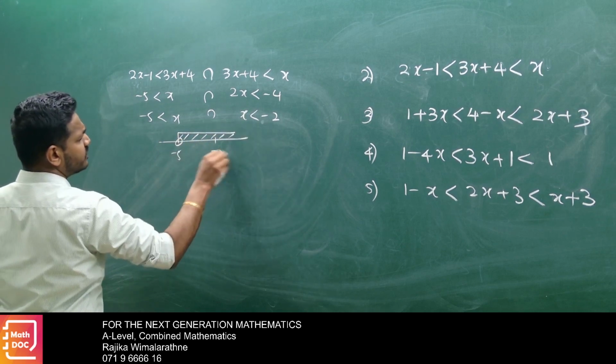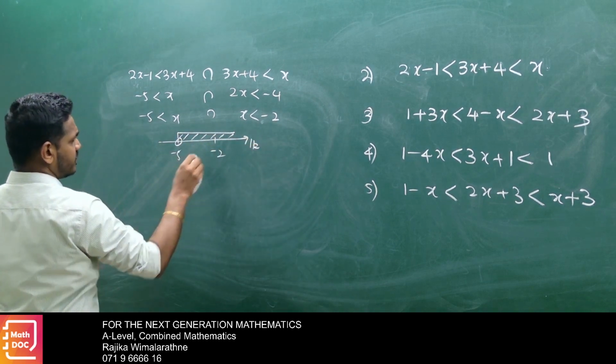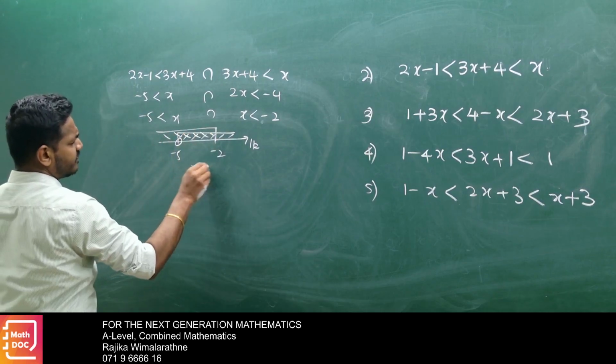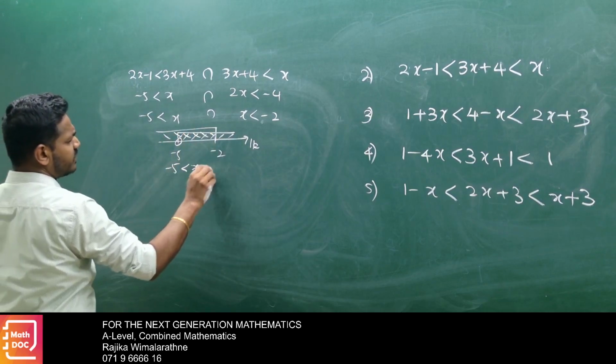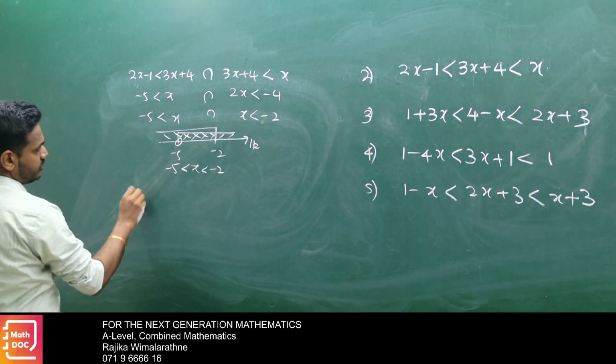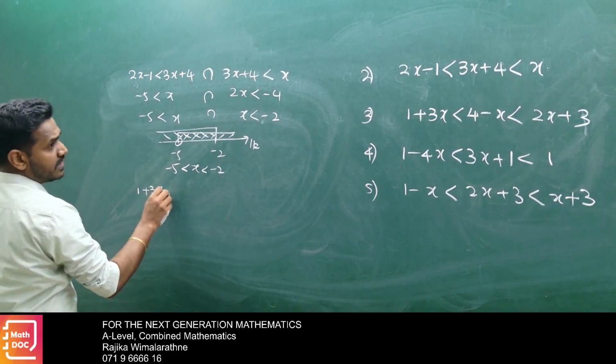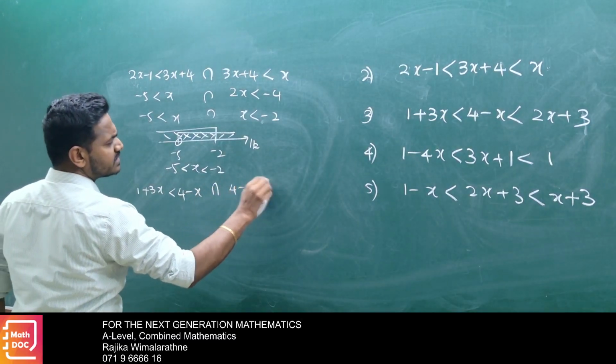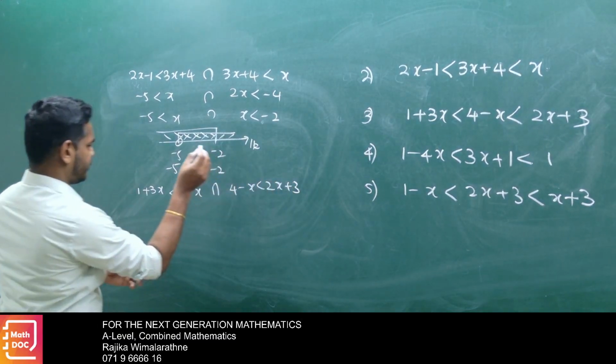Here minus 2. Then the common region is minus 5 to minus 2. Second one: 1 plus 3x, 4 minus x, intersection 4 minus x, 2x plus 3.